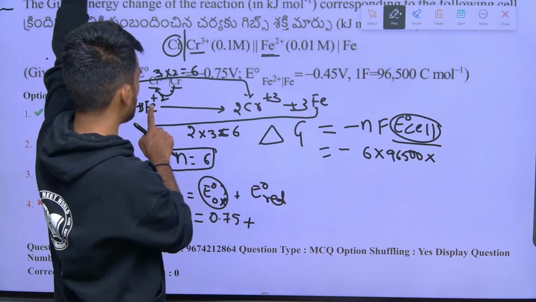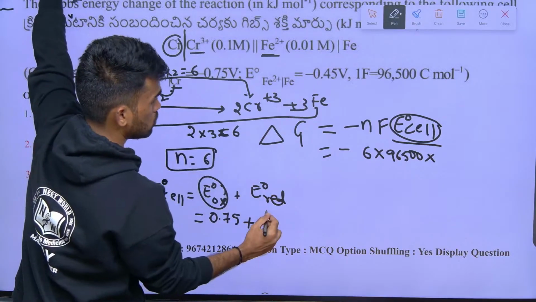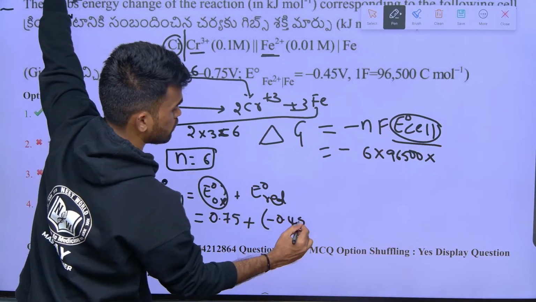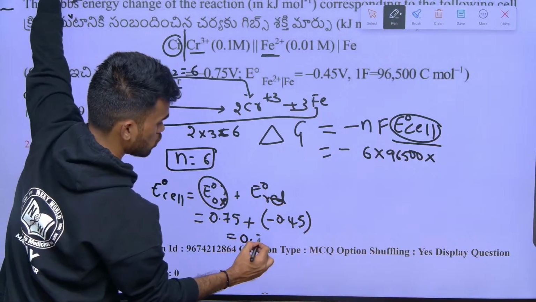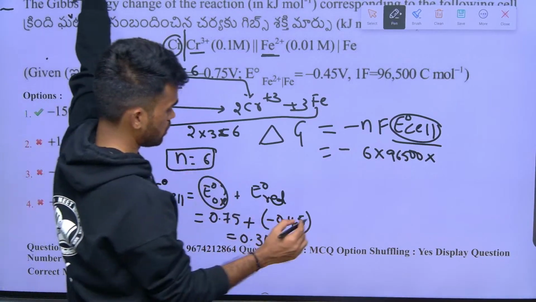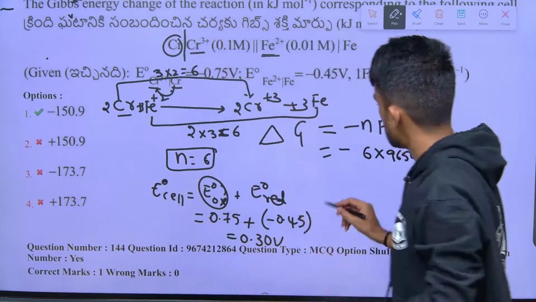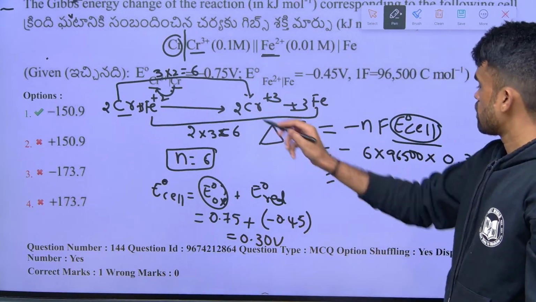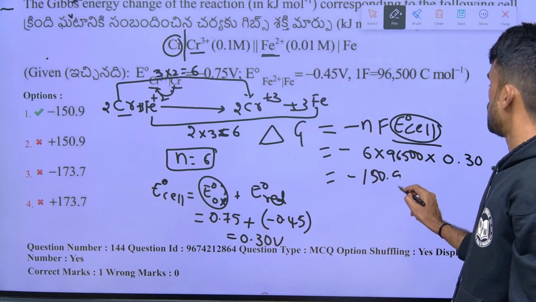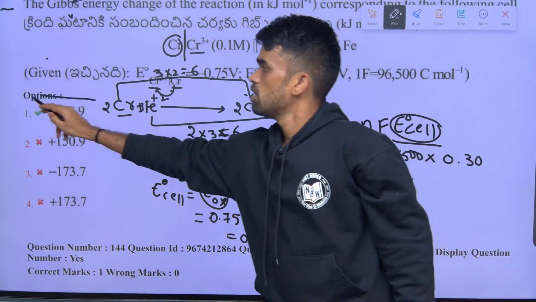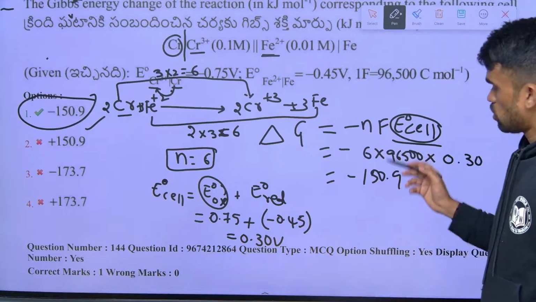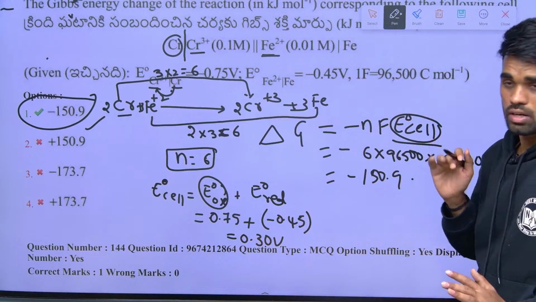Now Fe is undergoing reduction. Now take the value, how much is it? Minus 0.45. So totally it will be 0.30 volt. Okay, so you can take 0.30 here. By simplifying this, you will be getting this negative 150.9 electron volt. So this is our answer. Hope it is clear how we are solving this question, right?